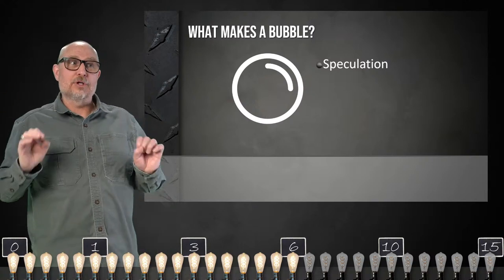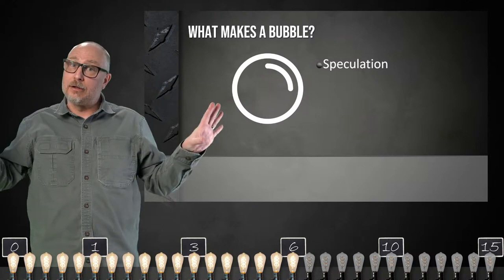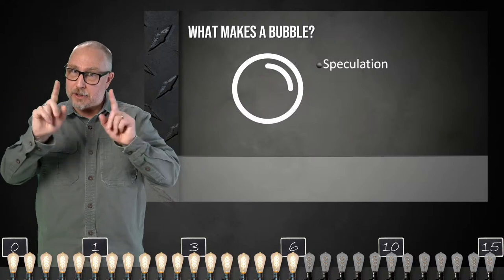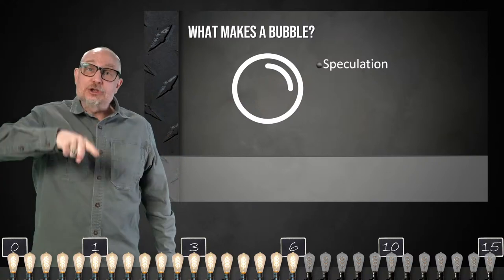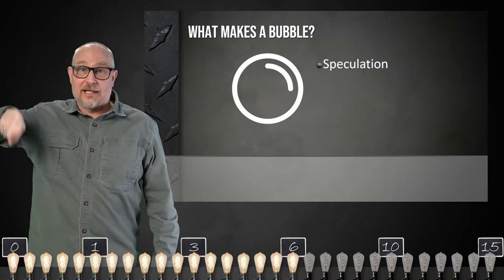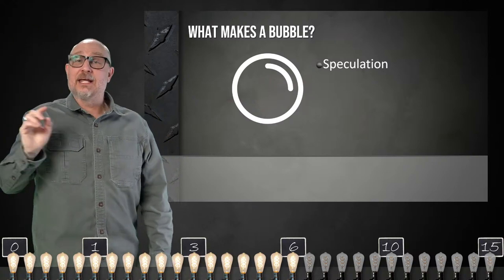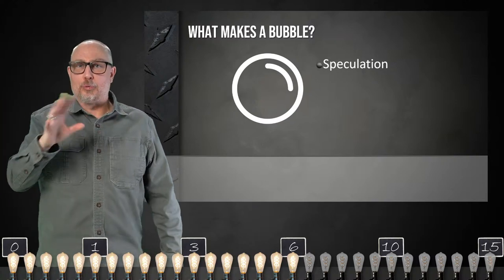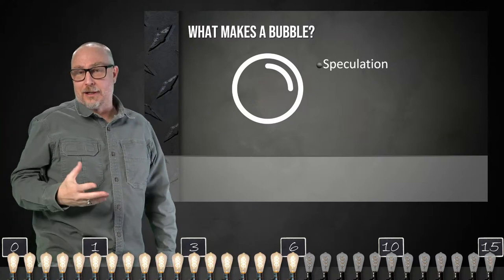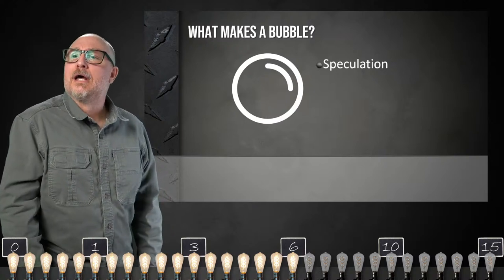So crypto, and crypto's real. This is not an anti-crypto thing. We're going to talk about that. It is firmly in the speculation, which is why crypto is going like this. Because when something is pure speculation, there's no robustness to the price and so forth.